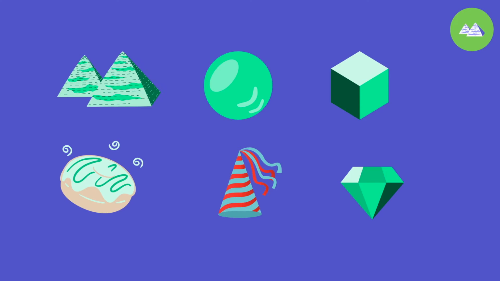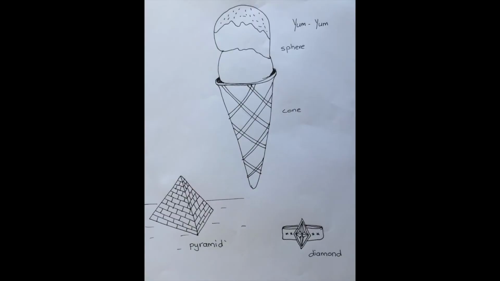Just as with our shapes, both our geometric and our organic shapes, when we put our forms together, we can also create pictures and sculptures. Let's have a look at some simple examples. Our ice cream is a cone and two spheres. The pyramid, as you know and can see, is a pyramid. And of course here we have a diamond ring using the diamond shape.